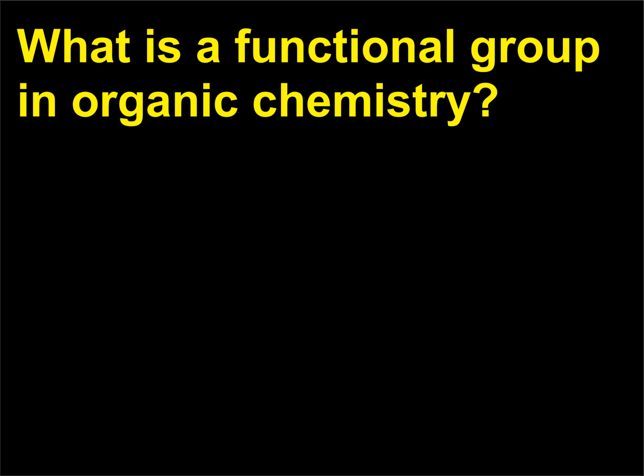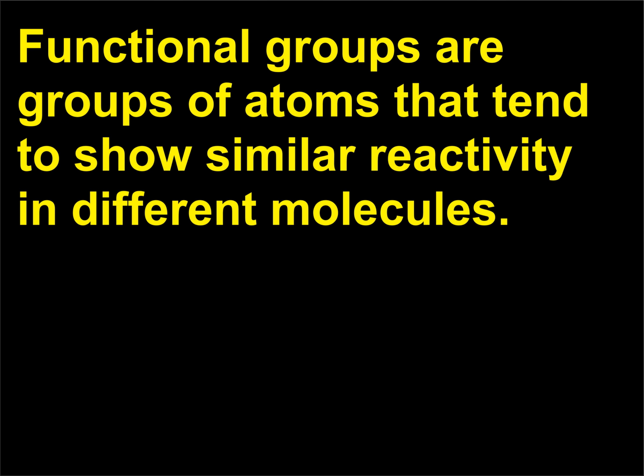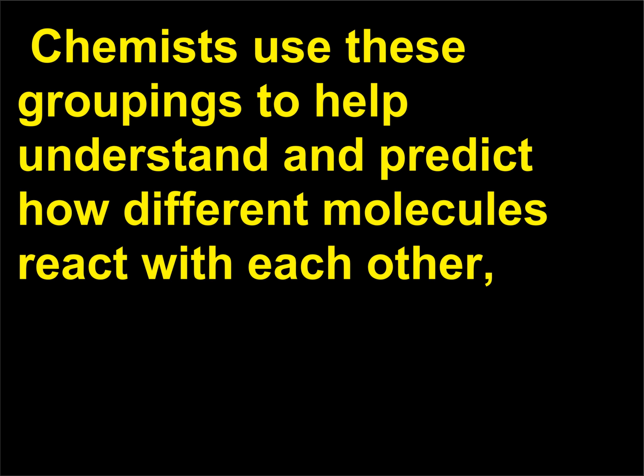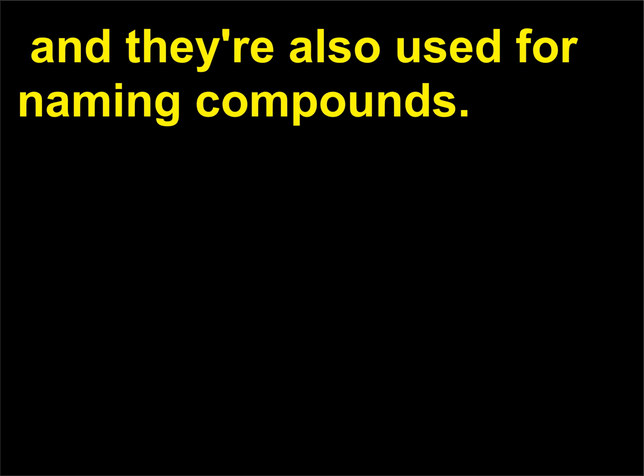What is a functional group in organic chemistry? Functional groups are groups of atoms that tend to show similar reactivity in different molecules. Chemists use these groupings to help understand and predict how different molecules react with each other. And they're also used for naming compounds.